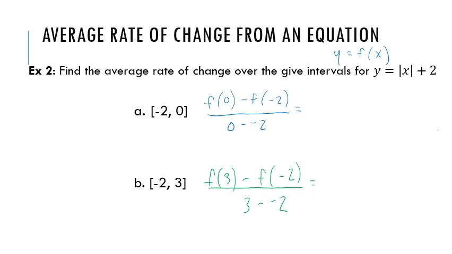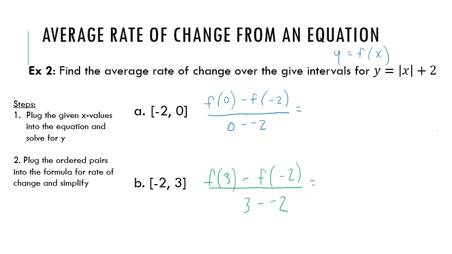So the process is going to work the exact same if you are not given a graph to look at. Notice here, we're given this absolute value function. I'm going to replace y with f of x so we can use our function notation. So we have f of x equals the absolute value of x plus 2, and we're given two intervals to calculate here. What we need to do is find f of 0 and f of negative 2 for the first problem, which we can absolutely do if we plug those into the function.